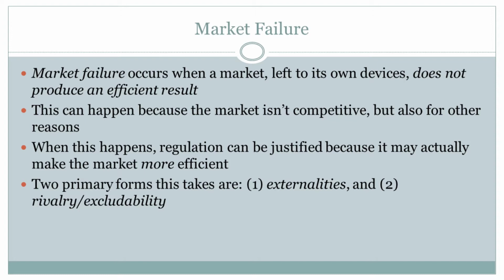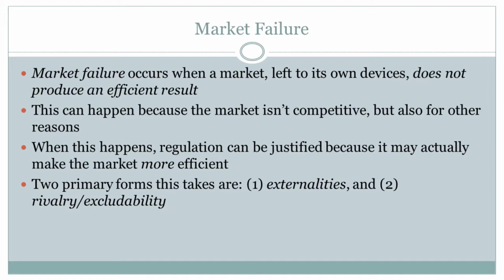So this can happen because the market is not competitive, right? We'll get to monopolies and stuff like that later. But it can also happen when there are other things that are actually features of the market or the good itself. And if you ask an economist, is regulation of a market justified? Often they will look for whether one of these things is present. And so these things are in two primary forms. One is externalities, and the other is two features of goods themselves called rivalry and excludability. We're going to get to each of these in turn. We're going to start with externalities.